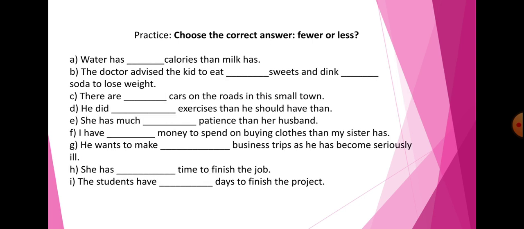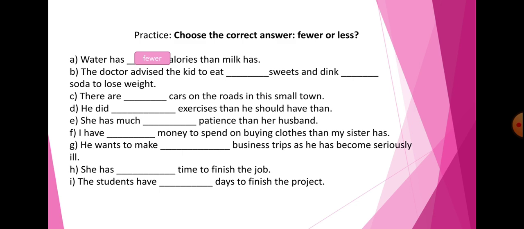So everyone now, please go to the practice. We have 9 practice items. Okay, and the direction in this practice, you have to choose fewer or less to complete the sentence. So let's learn together. A. Water has calories than milk has. Okay, so in this one, which word do we choose? You choose fewer or less? Fewer, yes, fewer calories than milk has.